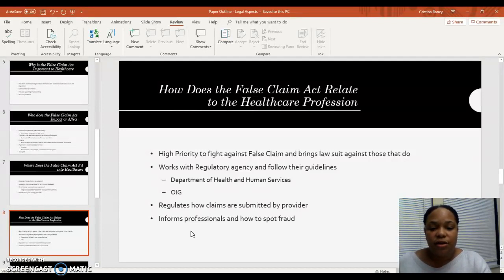The regulatory agencies are HHS and OIG, and they regulate how documentation should be and how claims should be submitted, where code should go. Should it be the first code, second code, third code, and so forth? And with the OIG, it also provides tools on how to spot not only just regulations, but how to spot fraud in case you are the whistleblower. And the whistleblower is a person who brings about the lawsuit.